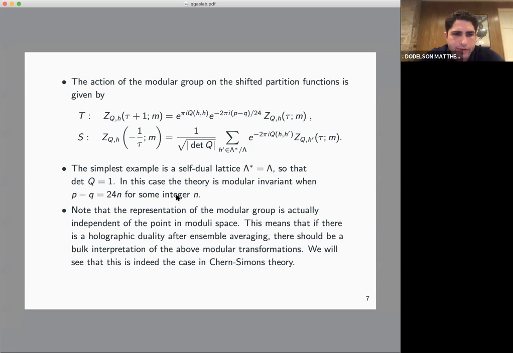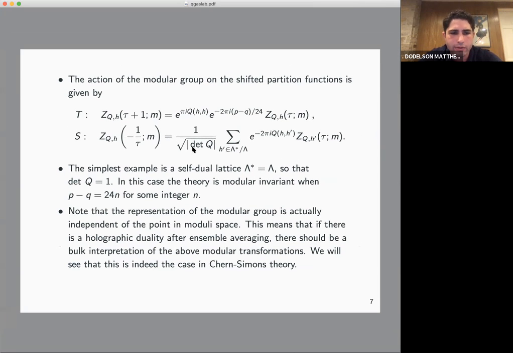So the simplest example would be a self-dual lattice. In that case, lambda star is equal to lambda, and also the determinant of Q equals 1. So for instance, a compact boson is a self-dual lattice. In this case, the theory is modular invariant from these formulas when P minus Q is 24 times N for some integer N.